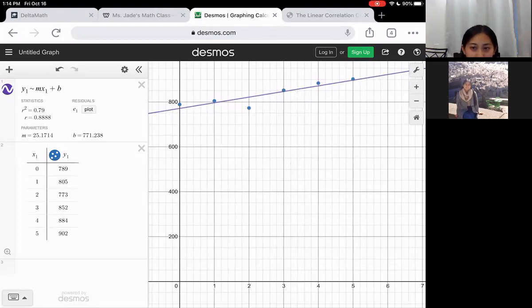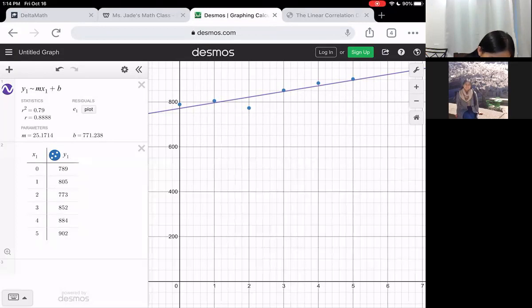So here we can see our dots better and we can see the purple line going straight through it. It does look like our blue dots are pretty close to our purple line. So let's see, will our R value match it? Okay, so our R value is 0.88, well, 0.8 repeating, so I'm going to write 0.89. I'm going to round it. We also have an M value of 25.17, round it to 25. We have a B value of 771.2, round it, so 771.